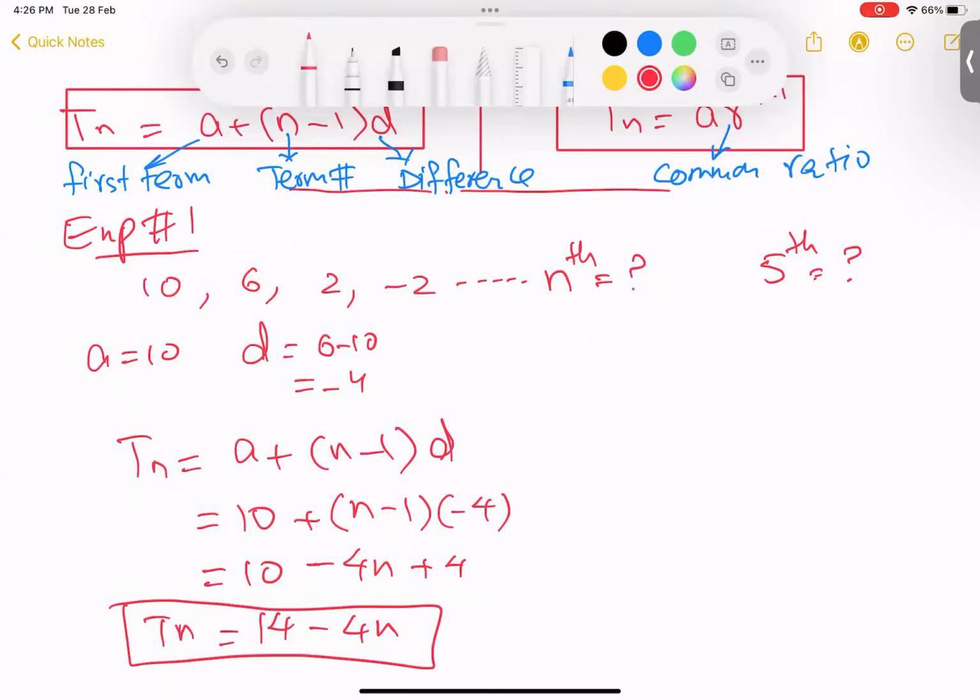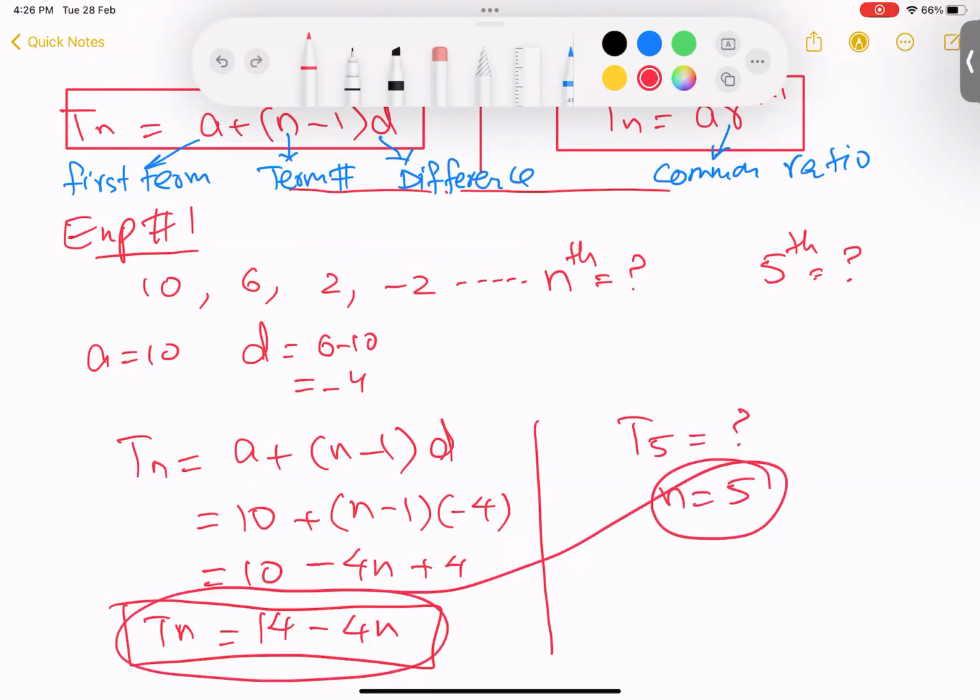This is my nth term formula. Okay, and this is the nth term formula which he's asking for. If he says, no, give me the fifth term, then replace every n by 5 in this equation, on both sides.